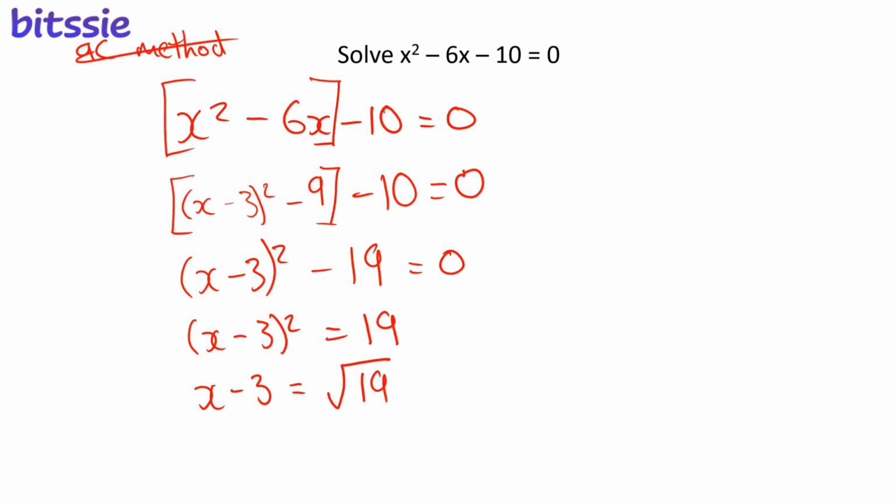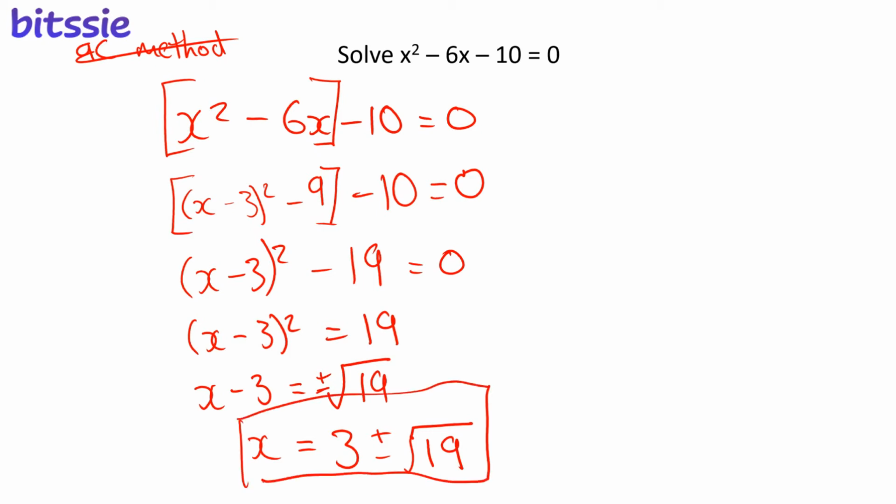However, it is important to remember that square roots have both a positive and a negative value. And then if we add 3 to both sides of our equation, we get x equals 3 plus or minus the square root of 19. So there you go. That's our answer.